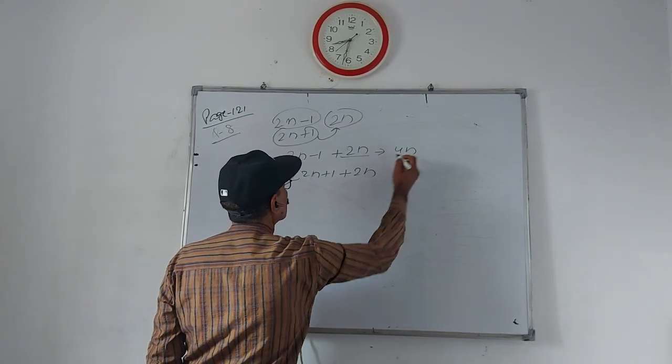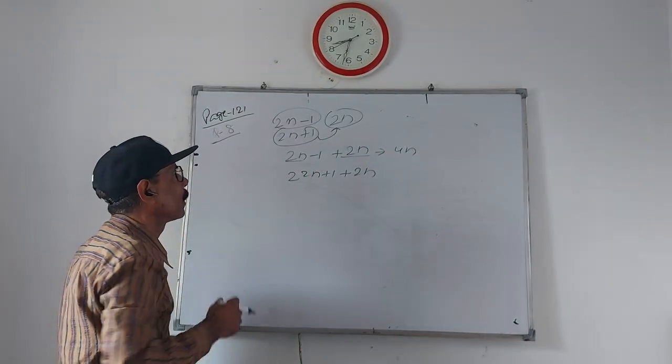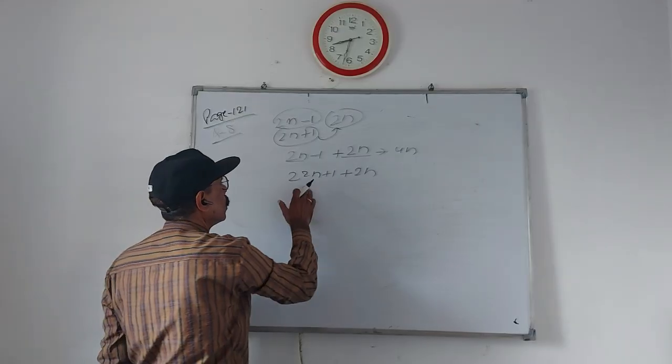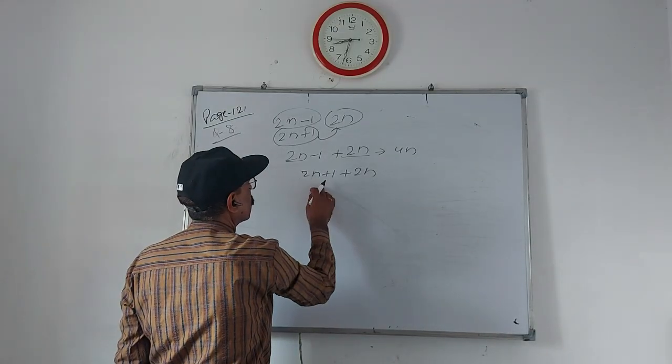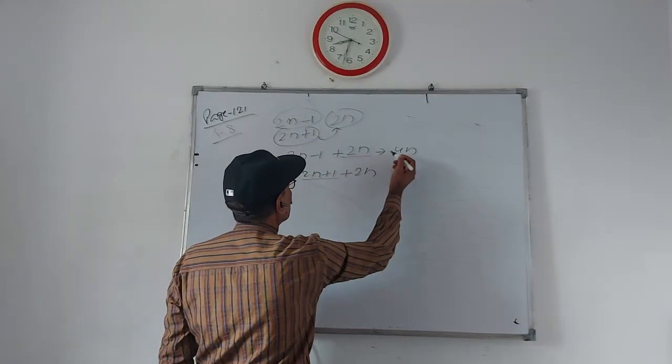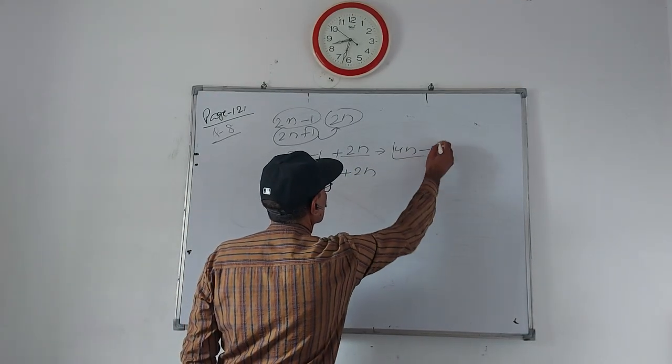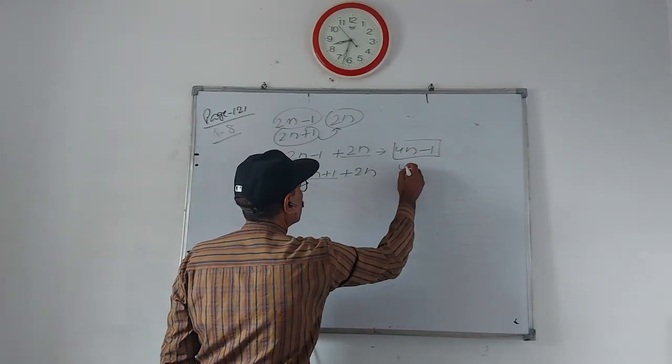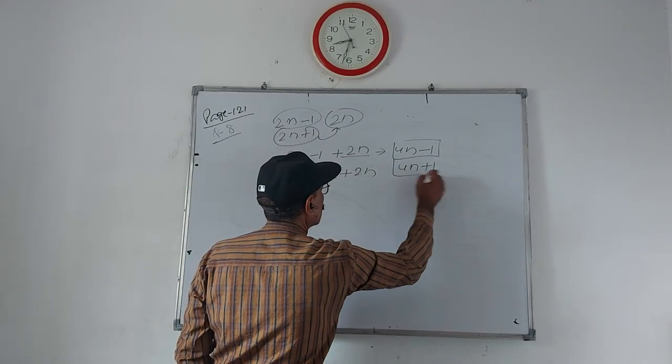Sorry, this is 2n plus 2n, which is 4n minus 1. This is also 2n plus 2n, which is 4n plus 1.